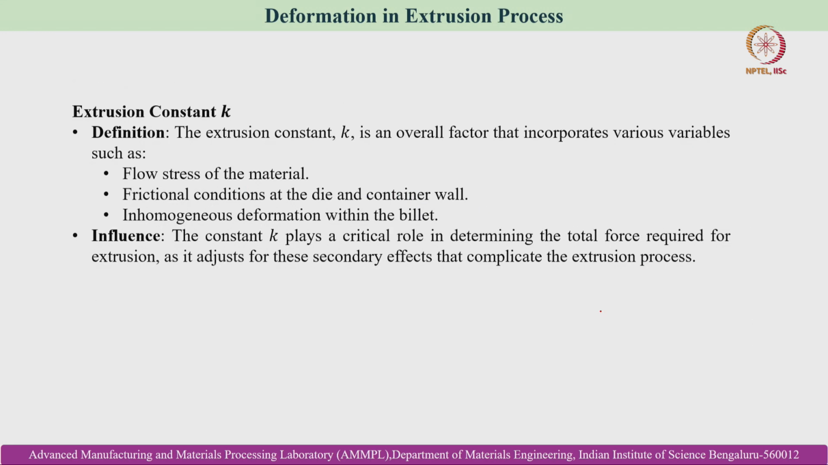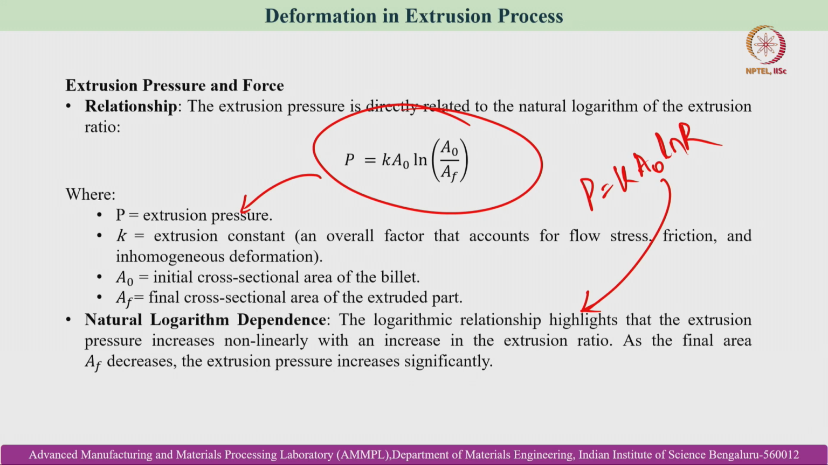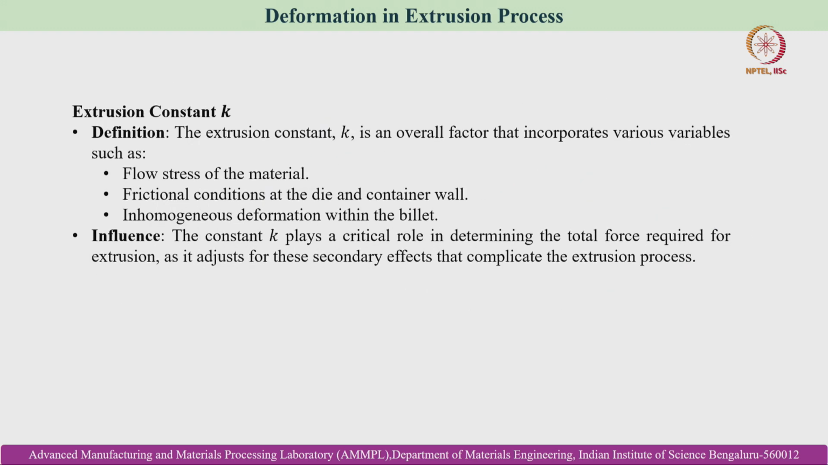And then the extrusion constant, small k: the definition is that it is an overall factor that incorporates various variables such as the flow stress of the material, frictional conditions at the die and the container wall, and inhomogeneous deformation within the billet. The constant K plays a critical role in determining the total force required for extrusion, as it adjusts for these secondary effects that complicate the extrusion process.